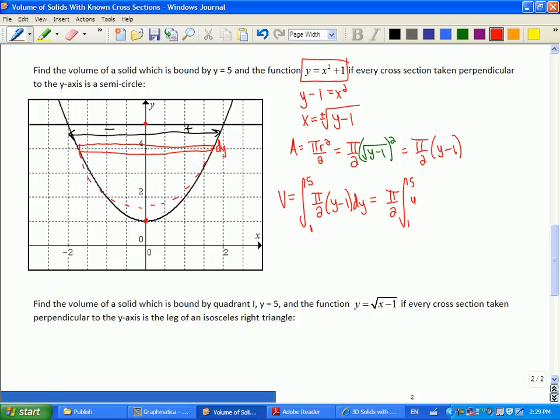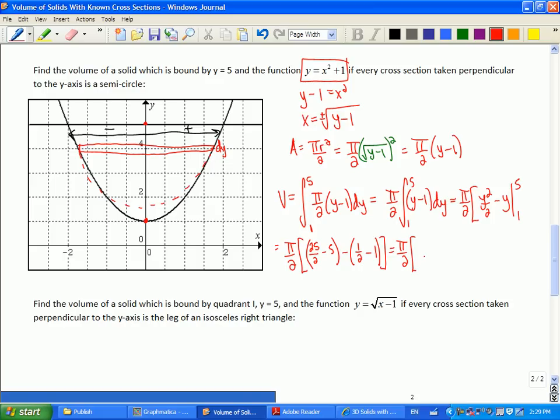And I think I've been kind of lazy on some of the other ones, so I'll try and work this integral out just to give it a go. So this would be pi over 2, 25 halves minus 5, take away 1 half minus 1. Let's see what we get here.